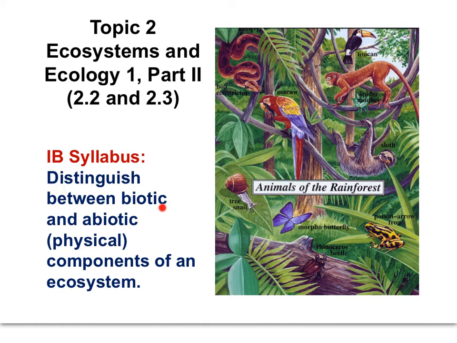Distinguish between the biotic and abiotic components of an ecosystem. The biotic factors in an ecosystem include predation, herbivory, parasitism, mutualism, disease, and competition. Remember that most of these terms will be covered in the next unit, Ecosystems and Ecology 2. The physical factors, the abiotic factors, include temperature, sunlight, pH, salinity, and precipitation, rainfall.